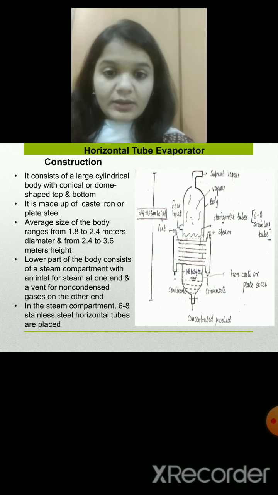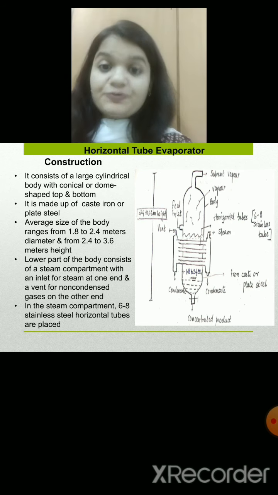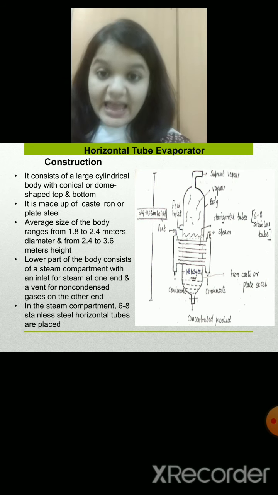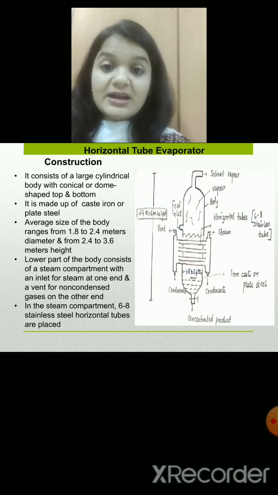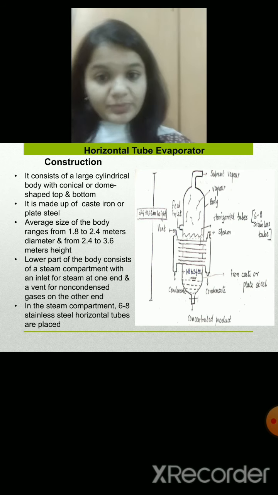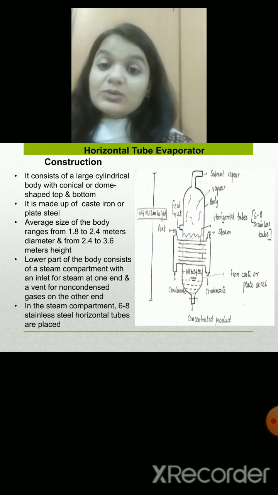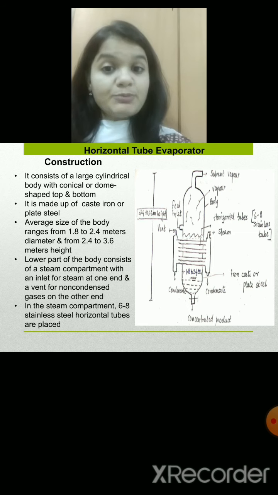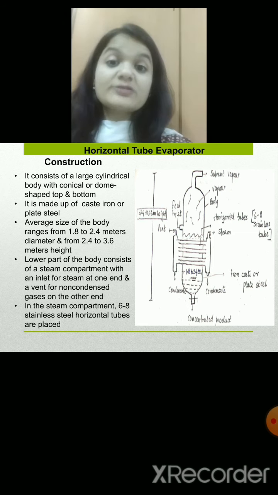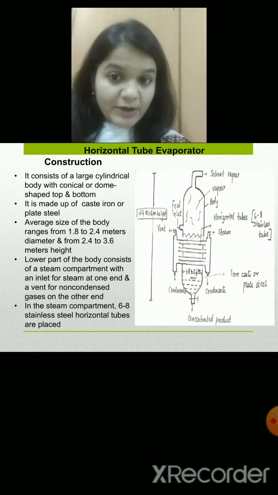Now, condensate is collected from the condensate bottom and steam is provided from the steam inlet, and the solvent gets evaporated from the top. Now, these horizontal tubes are made up of stainless steel and they are arranged in the range of 6 to 8 in the steam compartment.